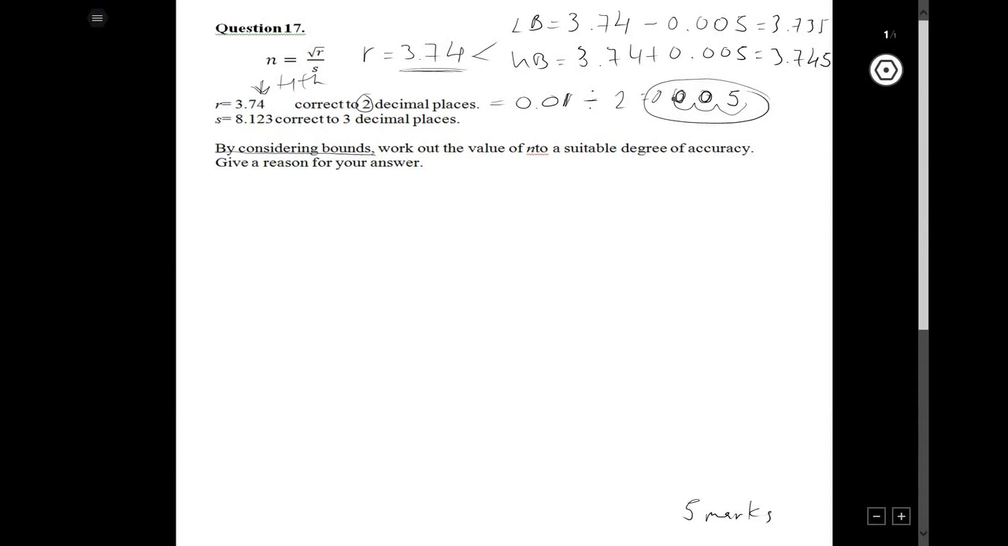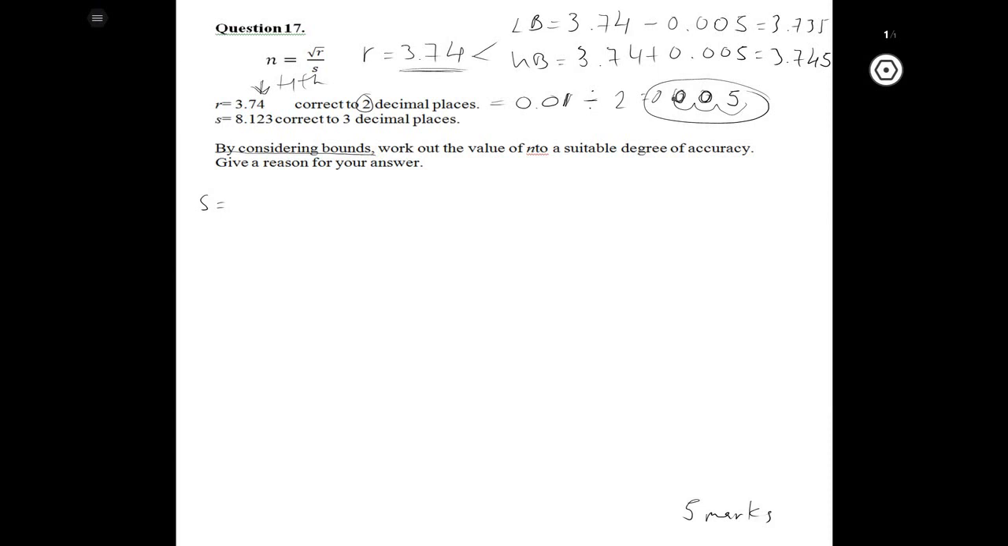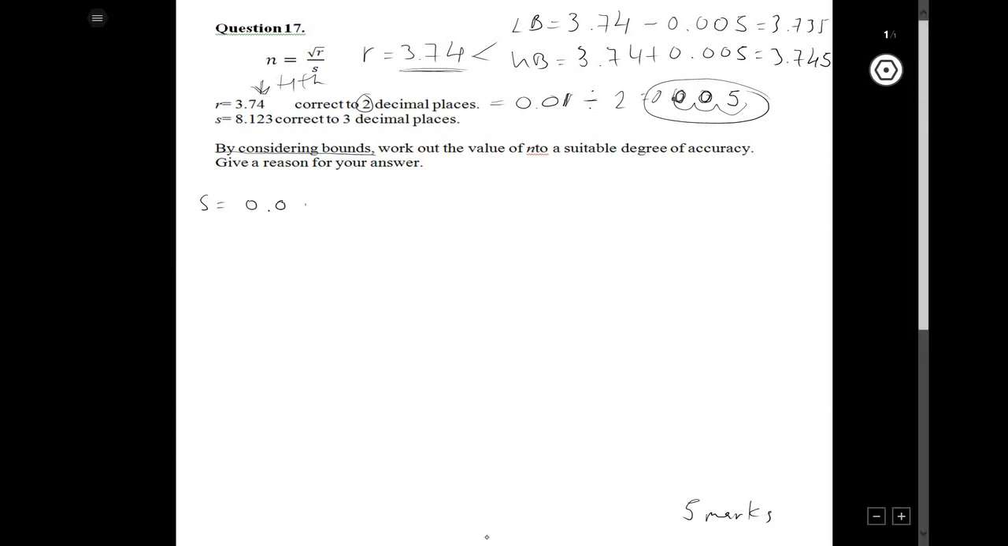Let's do the same thing to s. This one is correct to 3 decimal places. So for s, the third decimal place is a thousandth. I'm not looking at the numerical value, I'm not looking at the 3, I'm just looking at the place value of the number. So the third decimal place is always going to be a thousandth. So 0.001. Again, I divide that by 2.